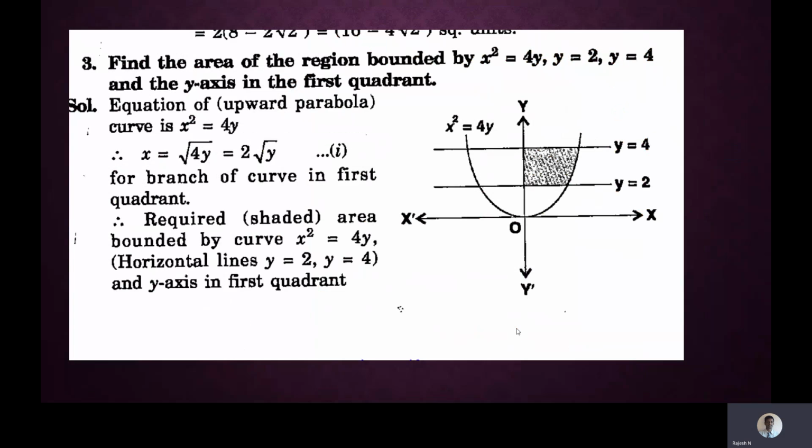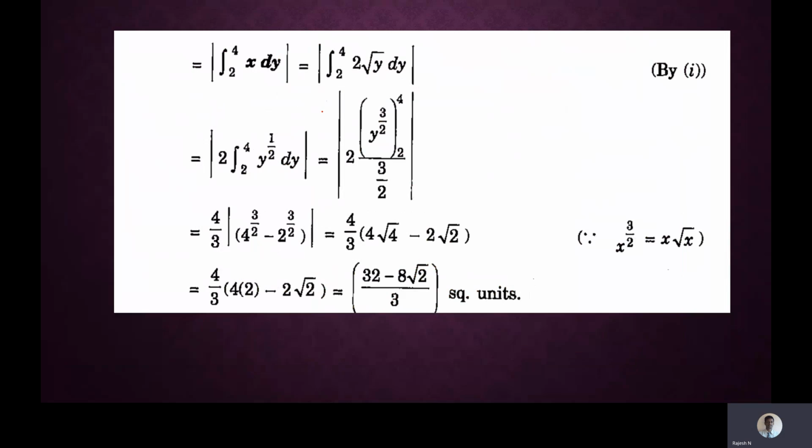Find the area of the region bounded by x squared is equal to 4y, y is equal to 2, y is equal to 4, and the y-axis in the first quadrant. Here we have to apply the formula integral a to b x dy. Here x squared is equal to 4y means x is equal to 2 root y. So area is integral 2 to 4 2 root y, that is integral 2 to 4 x dy.